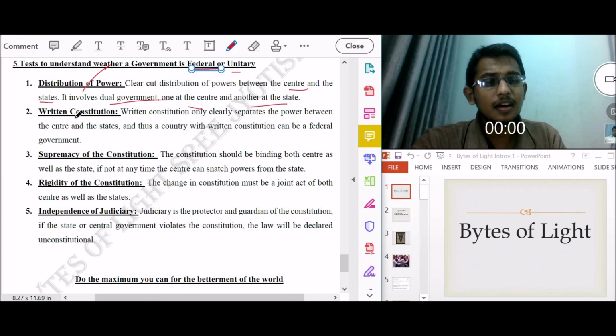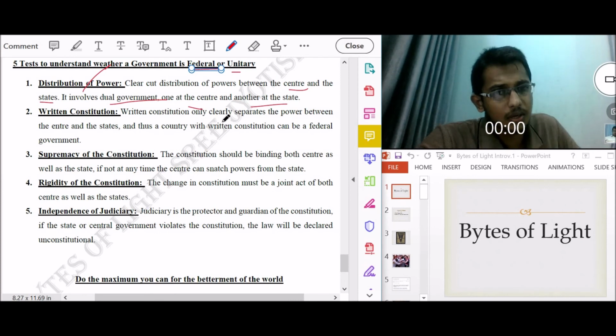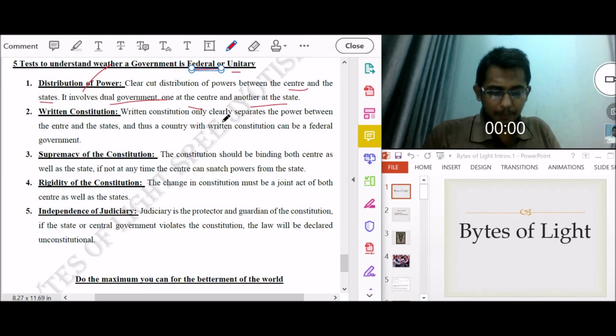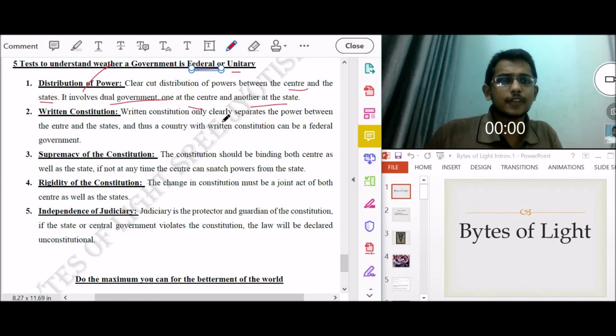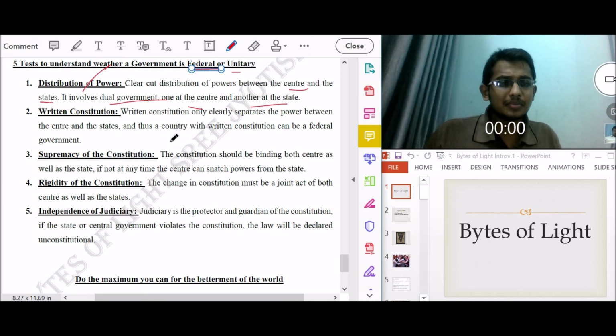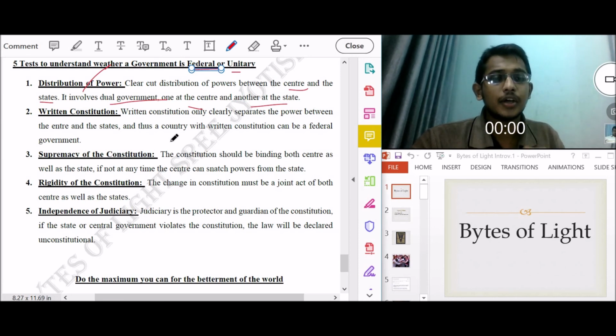Second, they will have a written constitution, because a written constitution is the only one which clearly separates the power. And unless you know where the powers are separated, you cannot really have a separation of powers. If there is no clear-cut written constitution, then at any time the central government can snatch away the powers from the state government and it would result in a unitary form of government.